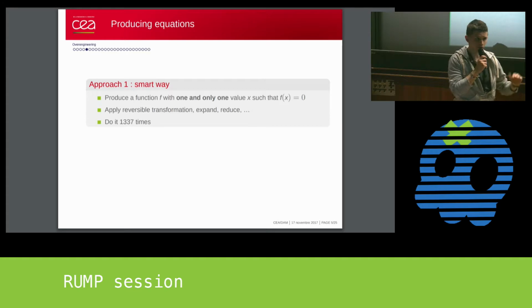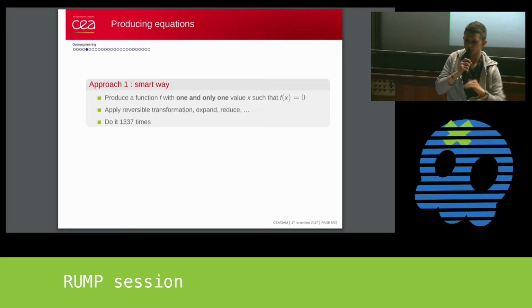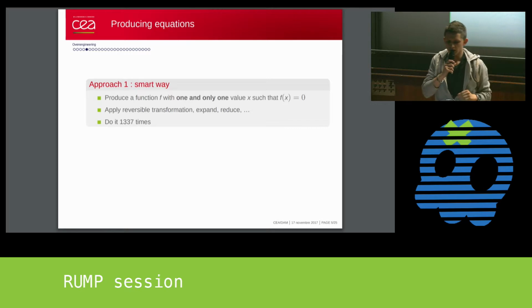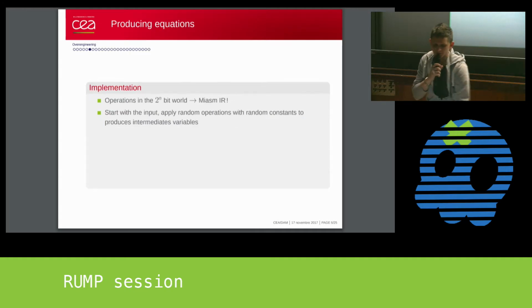So we first have to produce the equations. How to do that? The first approach is the smart way: produce a function in a Galois field computation with one and only one value such that you can obtain a zero, then apply reversible transformations to it, mix it with expand operations, etc., and do it several times. The approach that we took is the lazy way: you just brute force random equations and ask Z3 if there is the one and only one answer constraint. So let's do this.